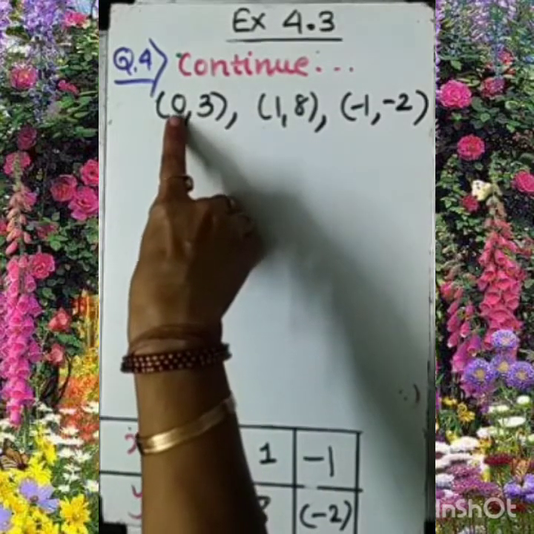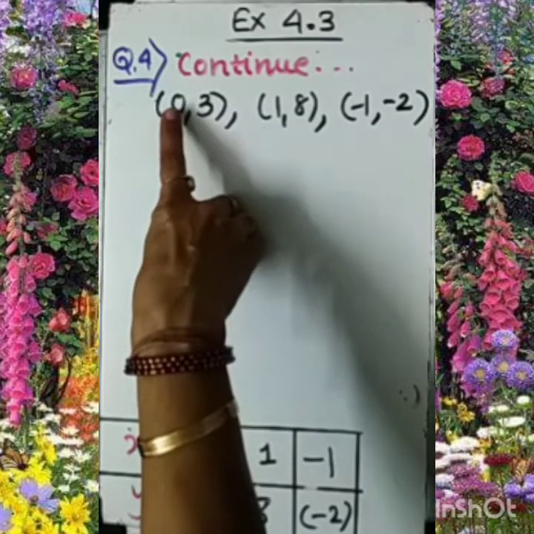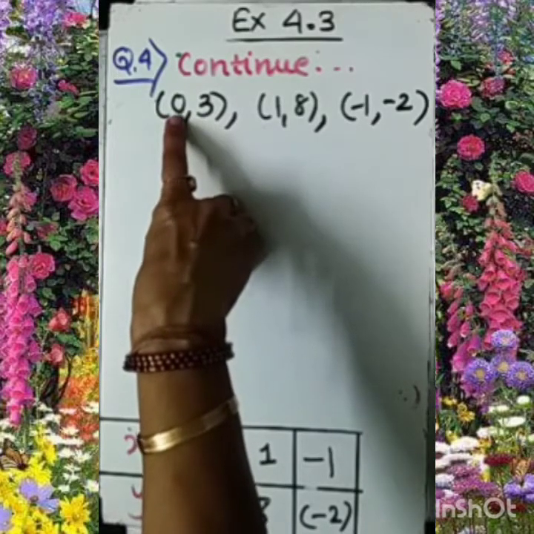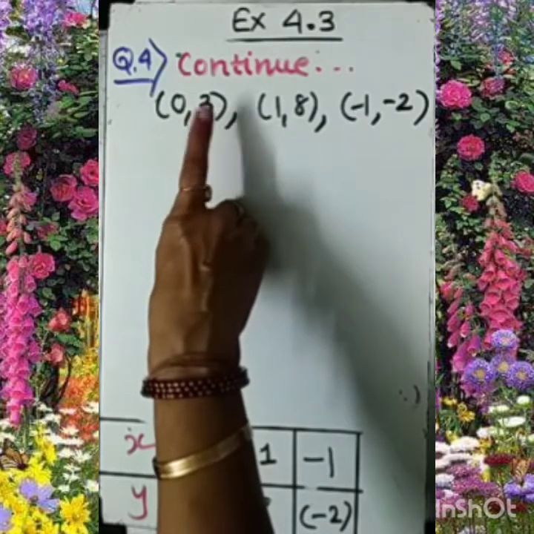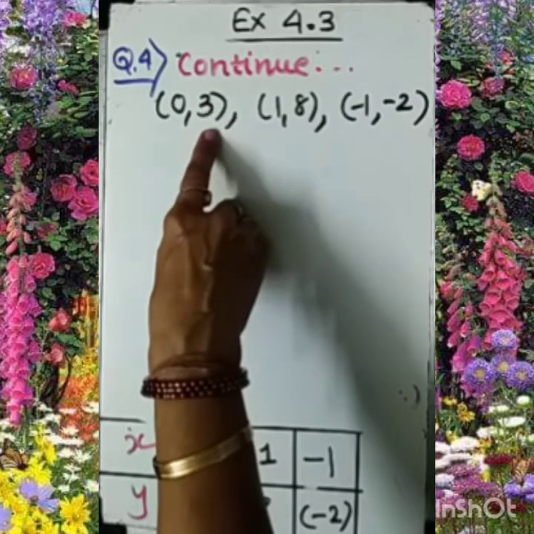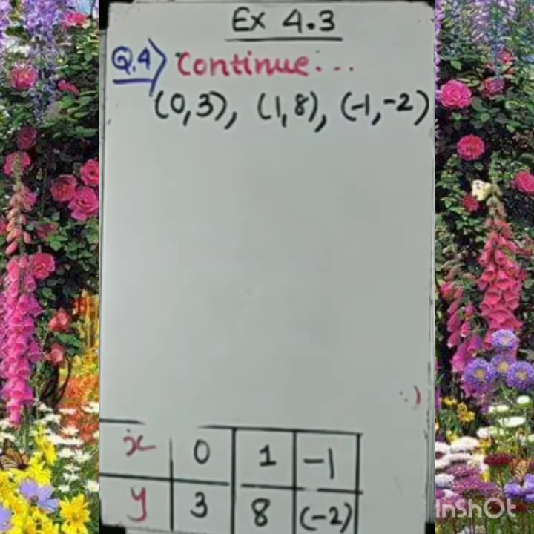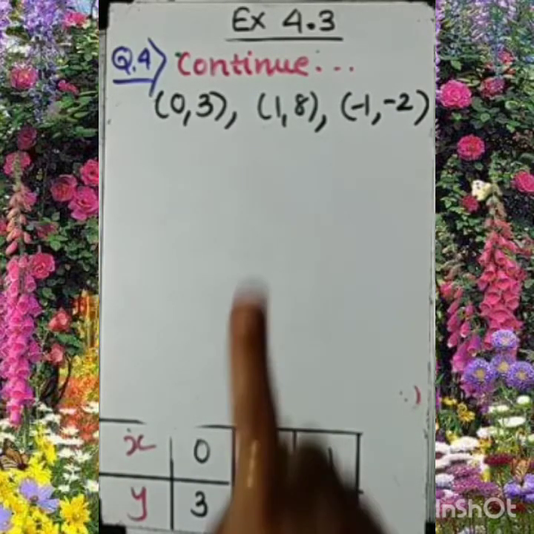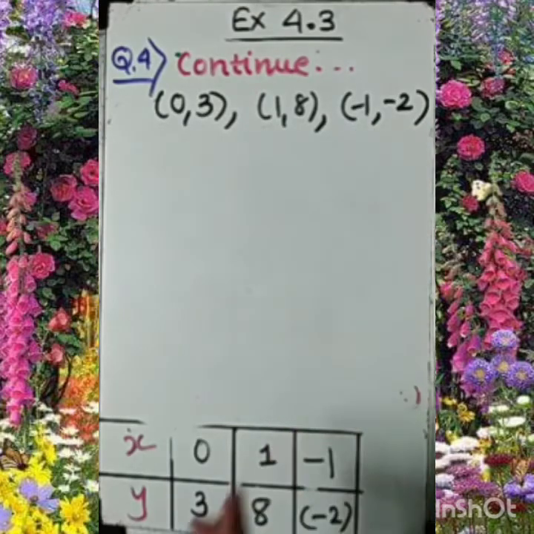As x is 0, or 0 is connected with the x-axis, so this point must lie on the y-axis. 1, 8, both the numbers are positive, so first quadrant. Minus 1, minus 2, both the coordinates are negative. That's why they must lie in the third quadrant. Okay. So according to this, we need to draw the points on a graph paper.